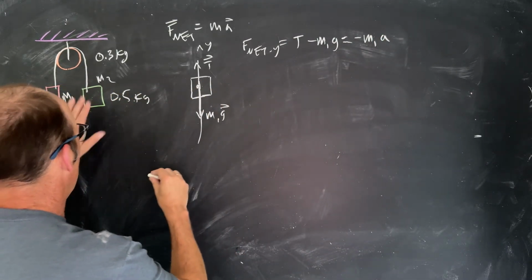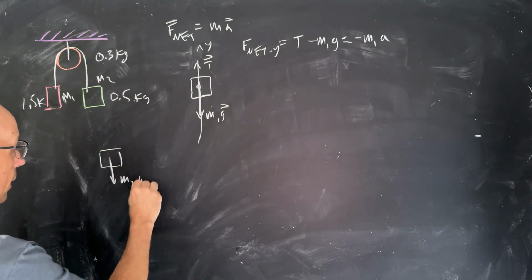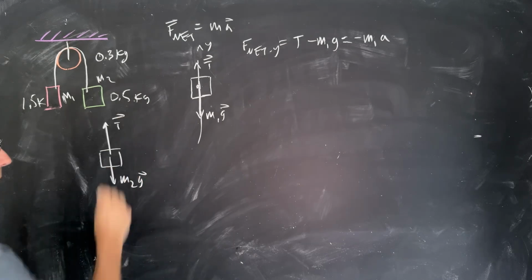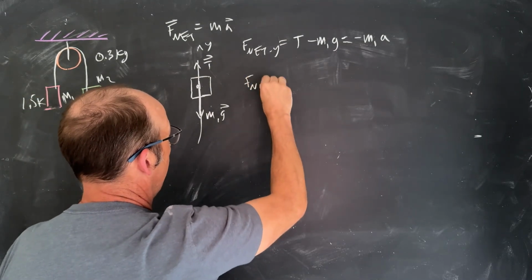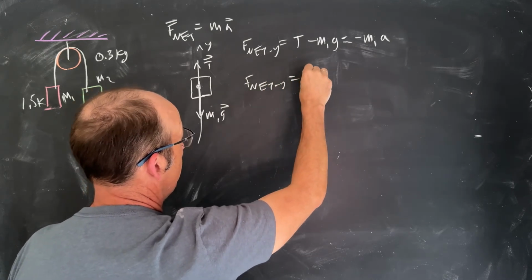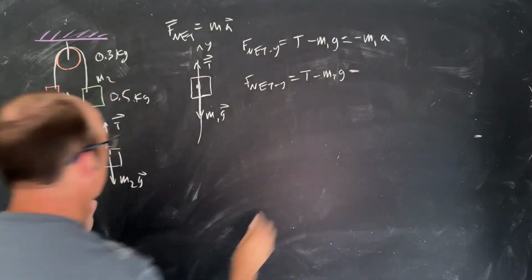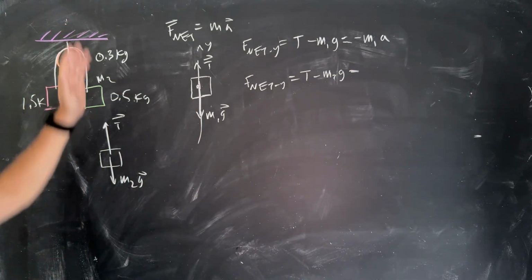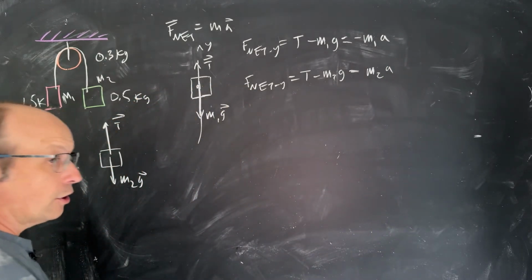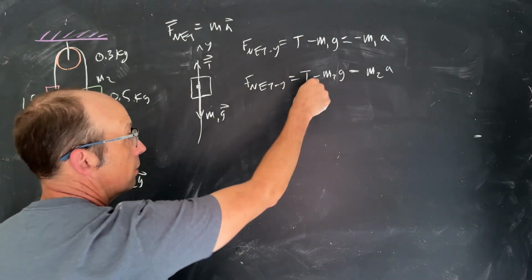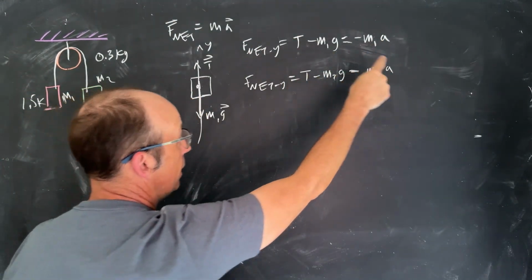Now, if I do the same thing for the other mass, let's put it over here. I have M2G pulling down and T up. And again, I'll call that the y direction. So for that one, F net in the y direction is going to be T minus M2G. And I'm going to assume it accelerates up. M2A. So now I have two equations, two unknowns. I don't know T, I don't know A.